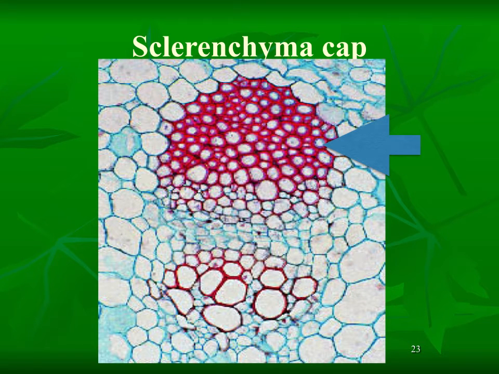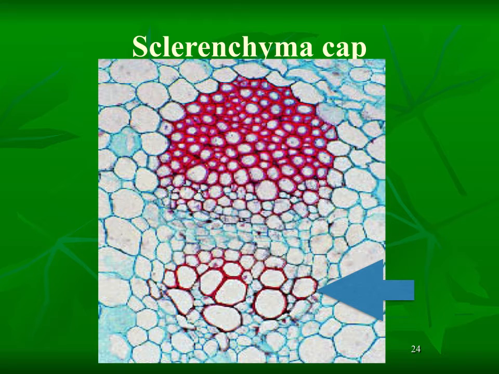So you've got something called a sclerenchyma cap, which is what the arrow is pointing towards. It's often associated with vascular bundles in dicotyledons. The sclerenchyma cap is the top layer of cells, and it has lignin that's been stained red. So you can easily identify sclerenchyma because of the thick lignin.